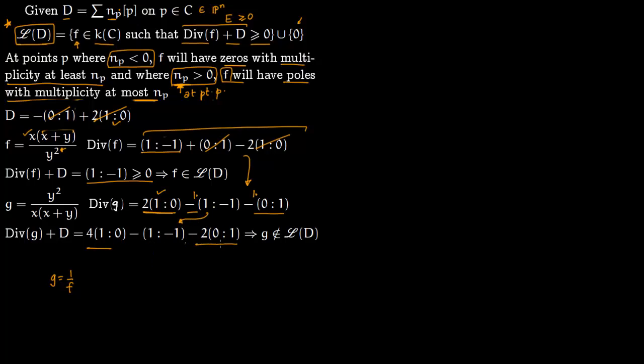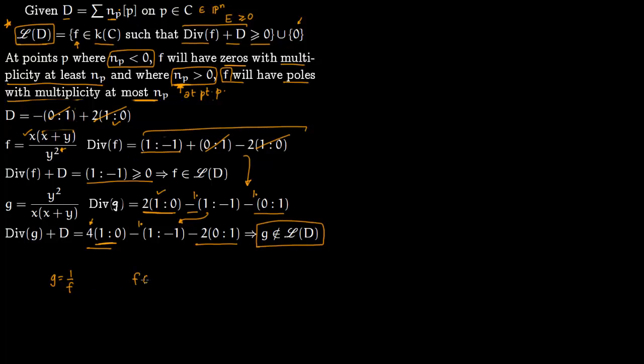So notice that this divisor is no longer effective because you have minus 1 times a point here and minus 2 times a point here. So this is some other point. This is positive. So this is effective here, not effective here, not effective here. So g does not lie in your vector space here.